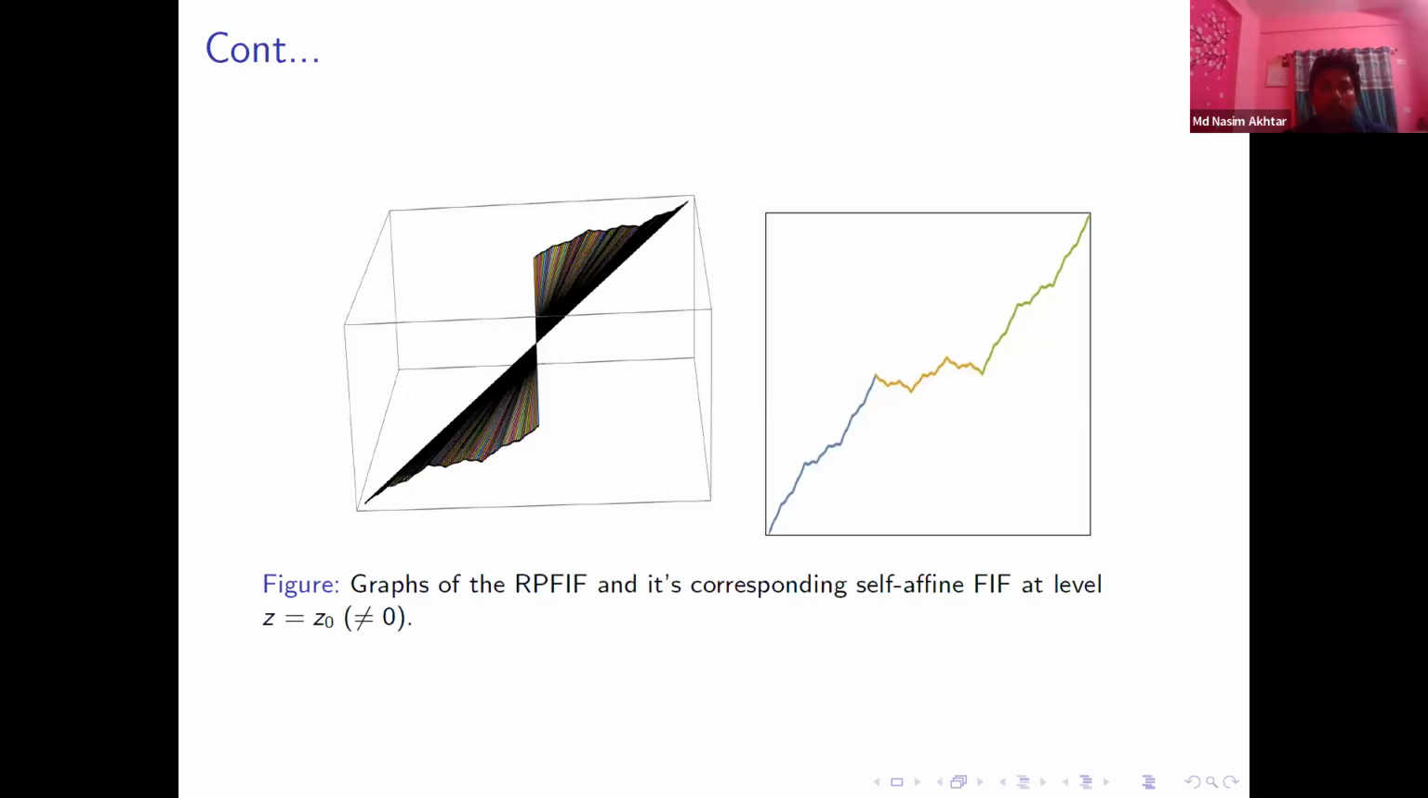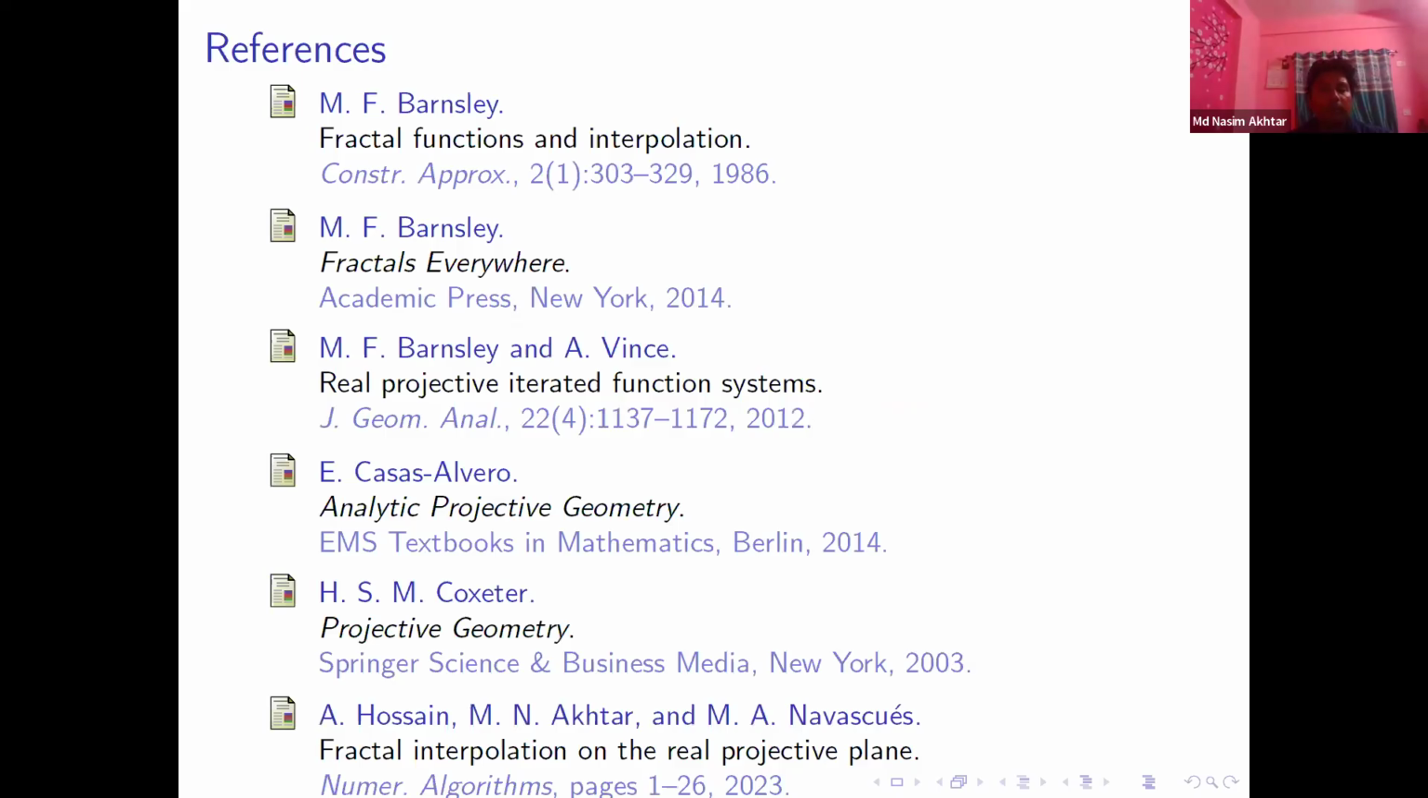Okay, so these are some references. We have followed this article, Real Projective Iterated Function Systems, from where we got the motivation for constructing a real projective fractal interpolation function. And these are some projective geometry books I used for reference. This is the article on this result.